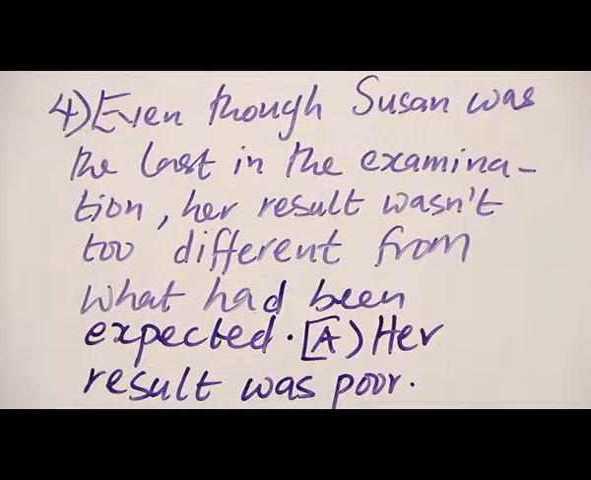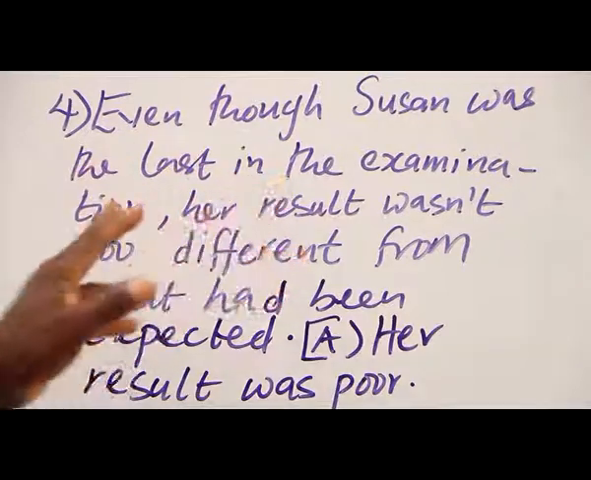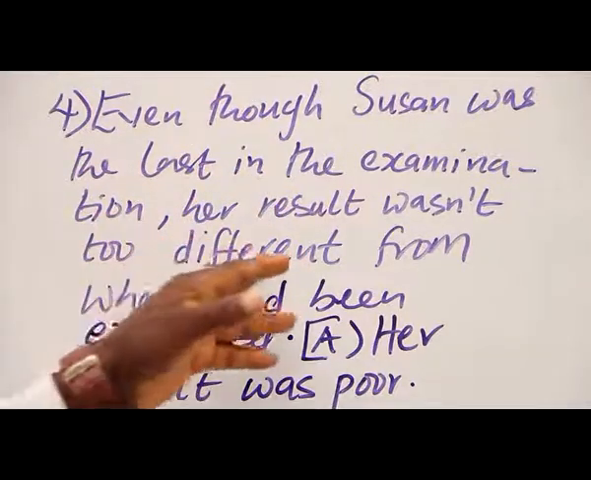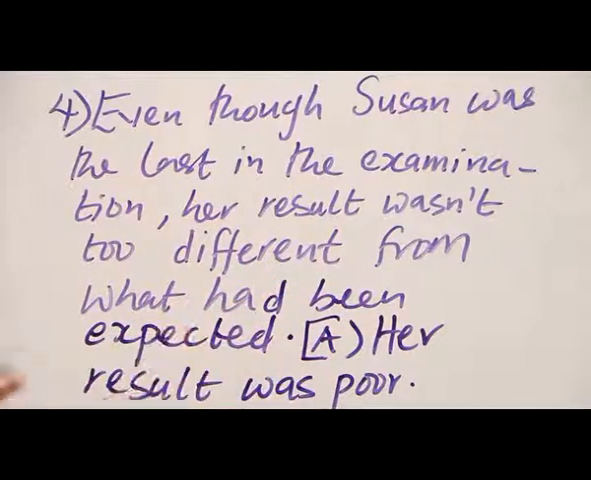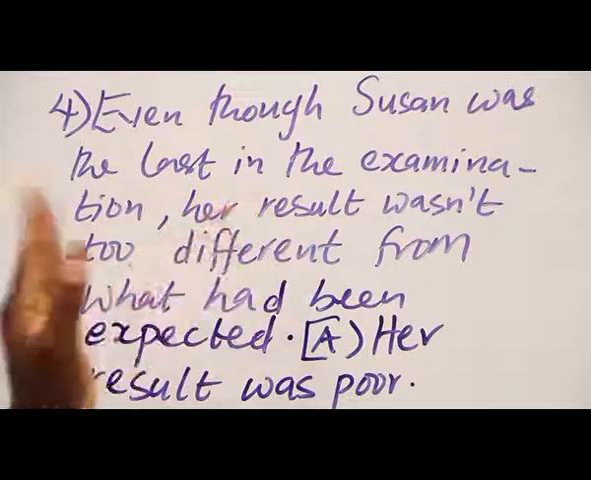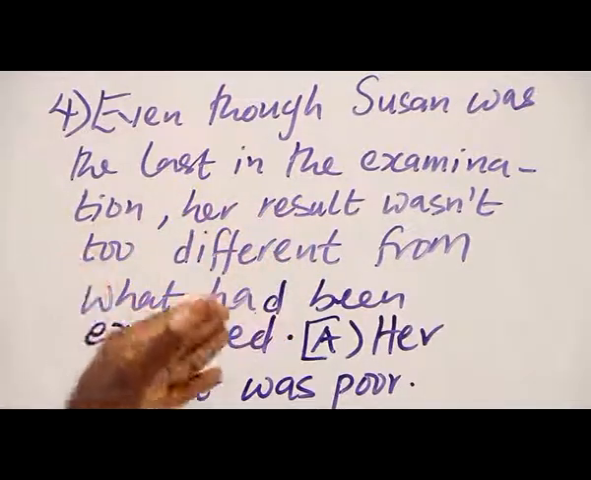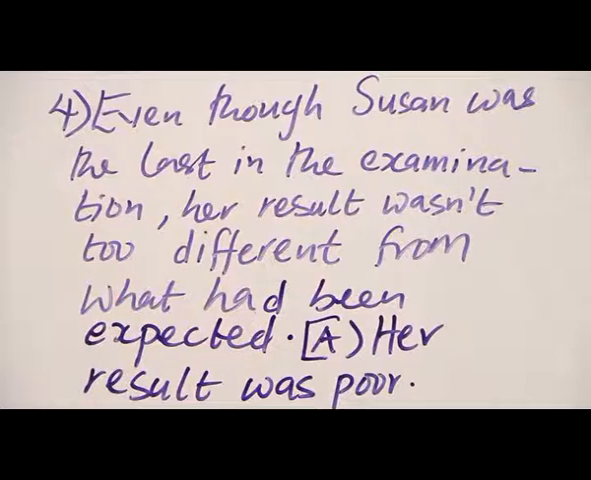Question number 4. Even though Susan was the last in the examination, her result wasn't too different from what had been expected. Now, let's look at our options. A, her result was poor. Can this be our answer? Her result was poor. Now, the point is that no, this cannot be our answer.